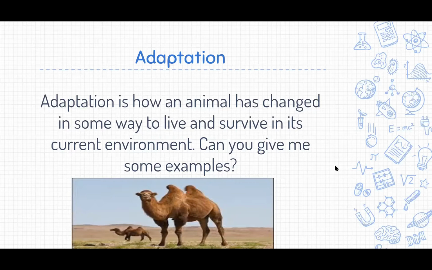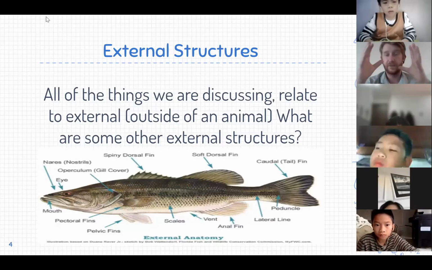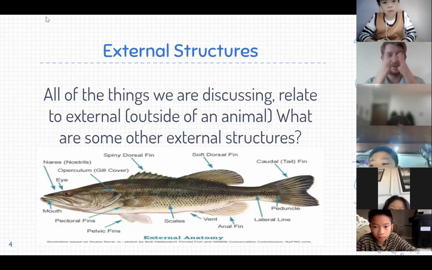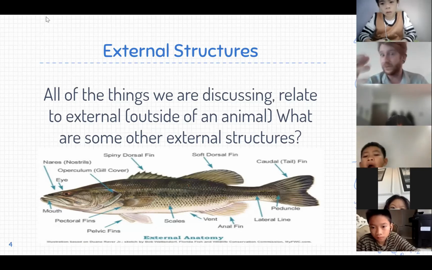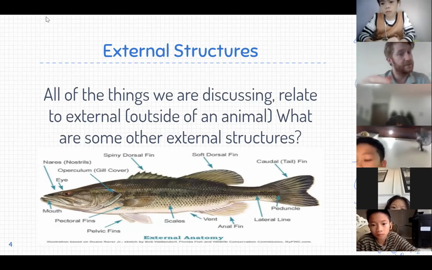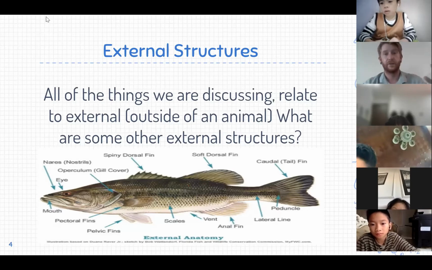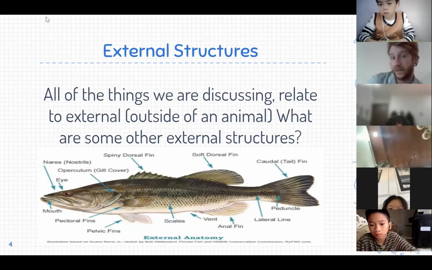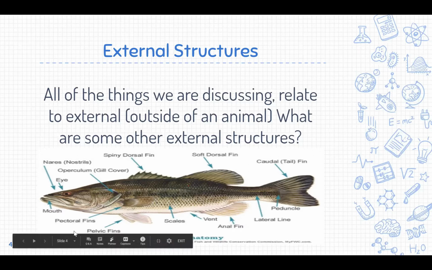What we're going to do is look at the idea of external structures. External means on the outside, okay? External outside, internal inside. Think about this. Go to the exit. Exit means you go out. External means on the outside. So the outside of animals is what we're going to look at, and we're going to look at adaptations that are on the outside.